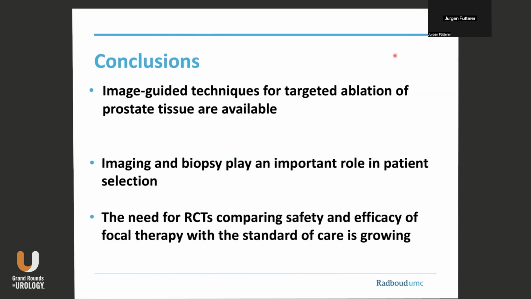So to conclude, image guided techniques for target ablation of prostate tissue are available. Imaging and biopsy play a very important role in patient selection, and the need for RCTs comparing safety and efficacy of the focal therapy with standard of care is growing.